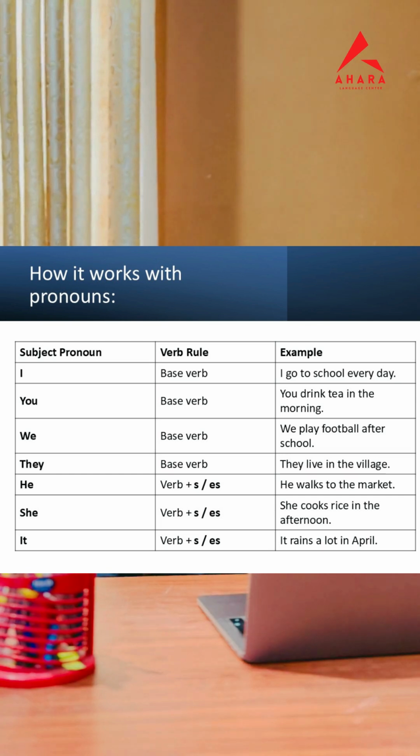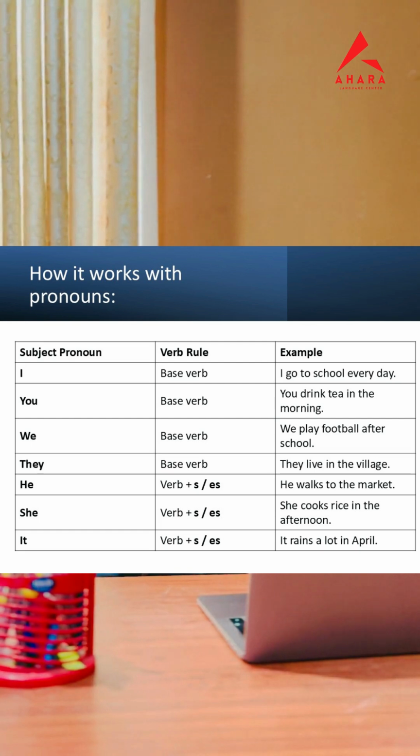There is a rule when we are using this. Let's see how it is working. With the words I, you, we and they, these are plural words, we will be using the base verb. For example, if we take go, then we can make a sentence. I go to school every day. She goes to class every day. Now let's see the singular words, the singular pronouns.